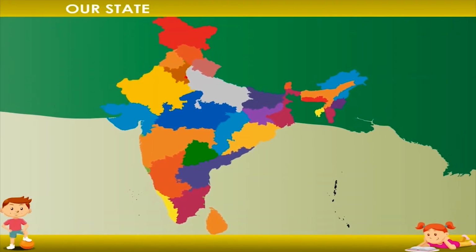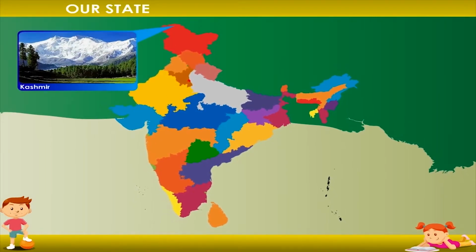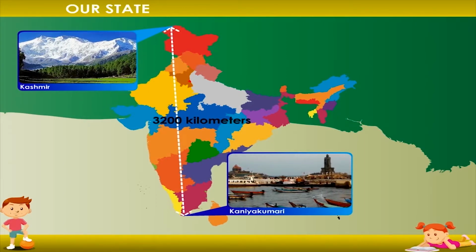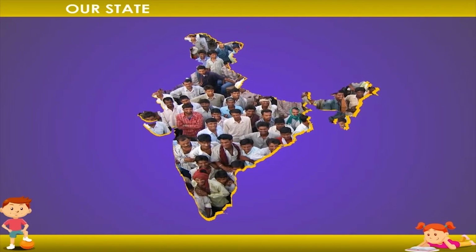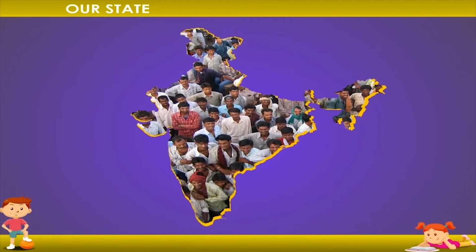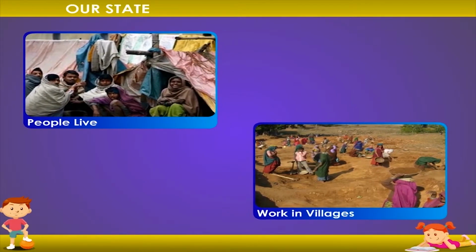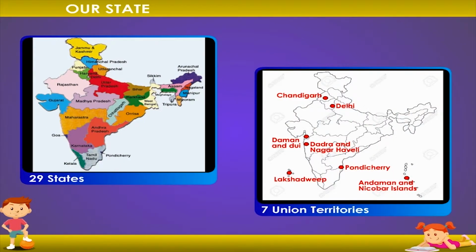India is a very big country. The area of India extends from Kashmir to Kanyakumari for about 3,200 kilometers. There are more than 1.26 billion people living in India. Most of the people in India live and work in villages. We have 29 states and 7 union territories in India, where people of different cultures and races live together.